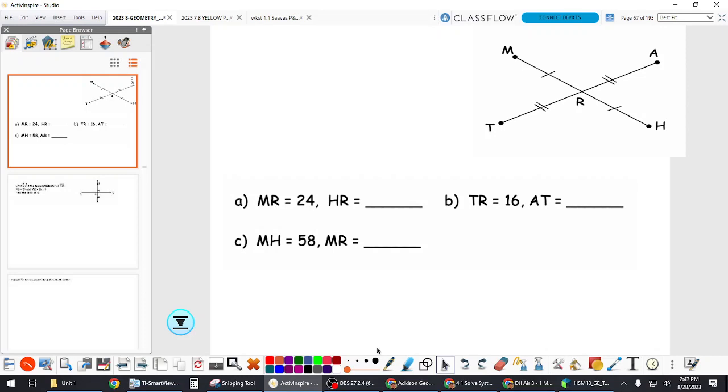Are you there? Do you have a question? I'm just asking. Okay. R is the middle point, yeah. Guys, R is the middle point. Yes.